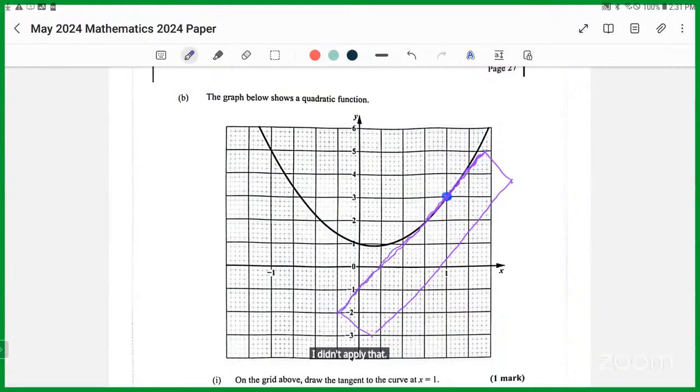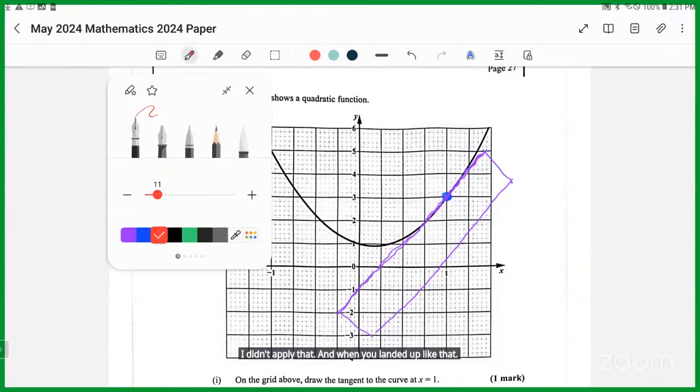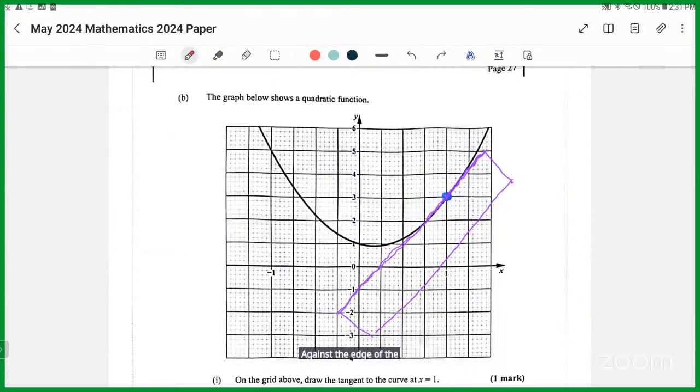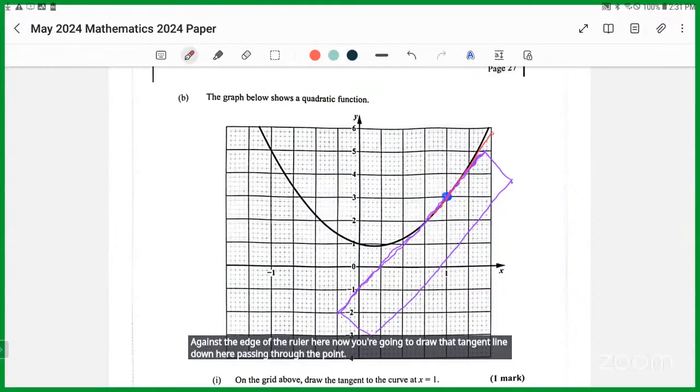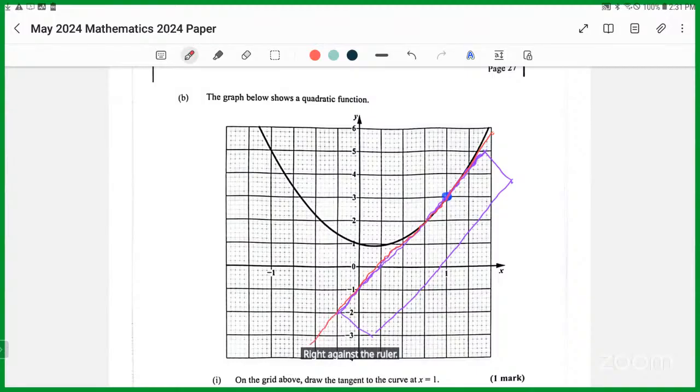And when you line it up like that, against the edge of the ruler, you're going to draw that tangent line down here, passing through the point, right against the ruler. Like that. But you understand that? That is the tangent line against the ruler. That's what you're all going to do.